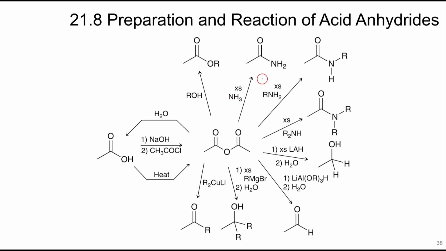The amines will get you the amides. You can reduce it to the alcohol or the aldehyde, and you can also use Grignards and the copper lithium, because again, this is acting the same as the chloride, which has a good leaving group.